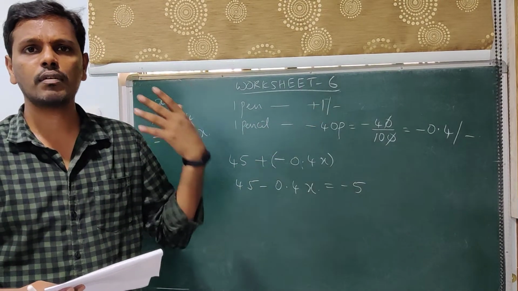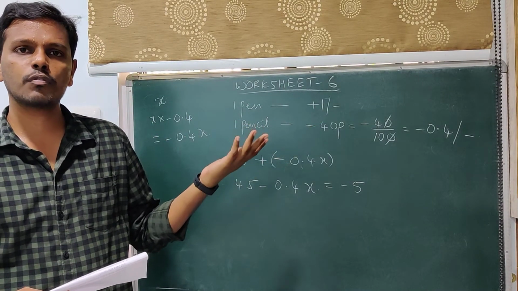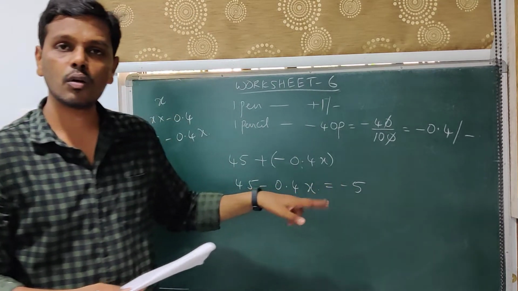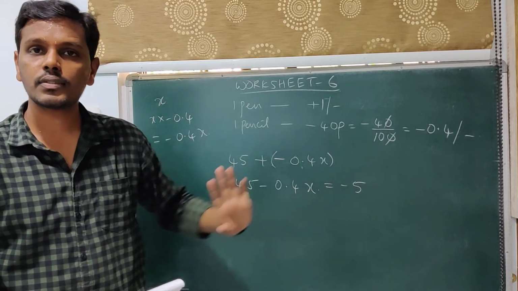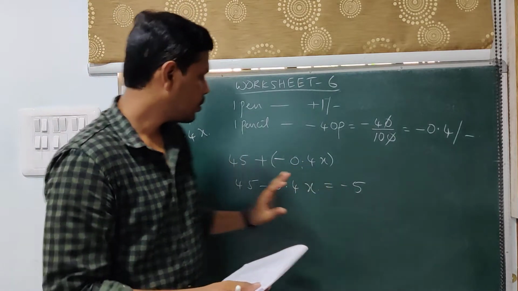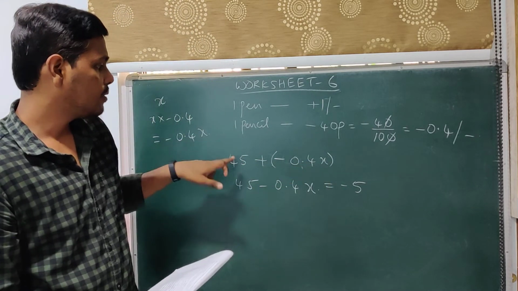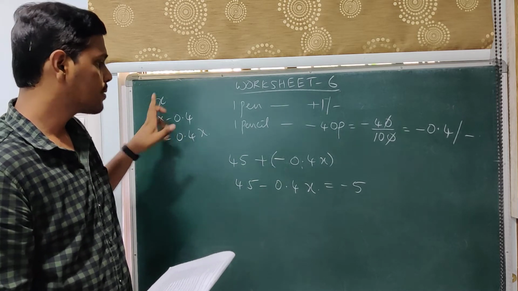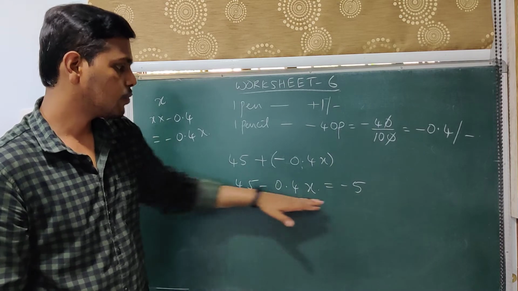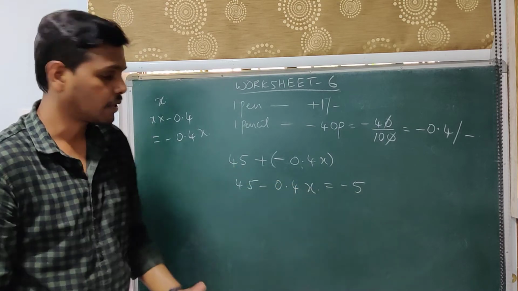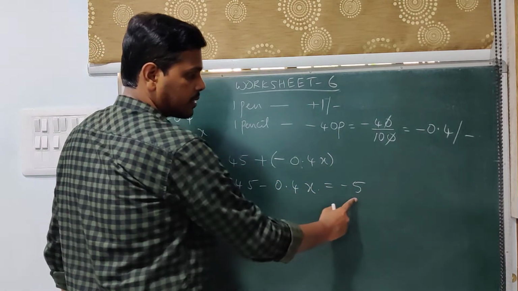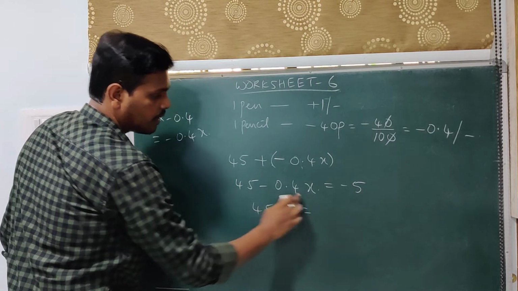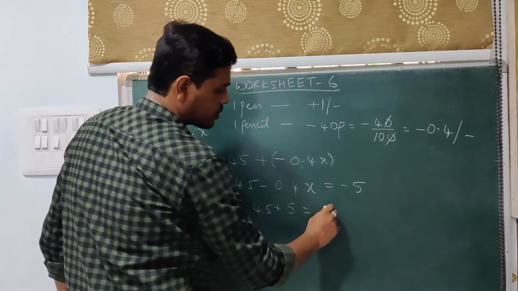This is what we have discussed: whenever we have a loss, we denote it with minus, and profit with plus. In that case, we are getting a loss of 5 rupees, so instead of using the word loss, I will say minus 5. That indicates that it is a loss. So in the whole transaction, when she sells 45 pens and X pencils, she gets minus 5. That is what I have interpreted as a mathematical statement. Now let us bring this to the right hand side and this to the left hand side. So 45 minus 5 becomes plus 5, and minus 0.4x becomes plus 0.4x.